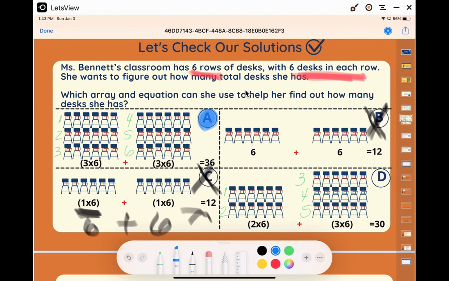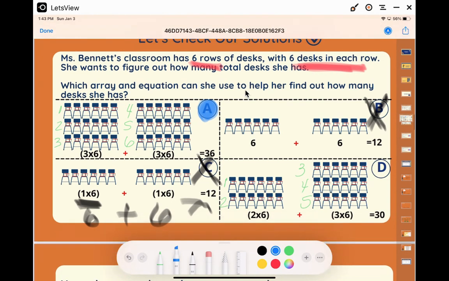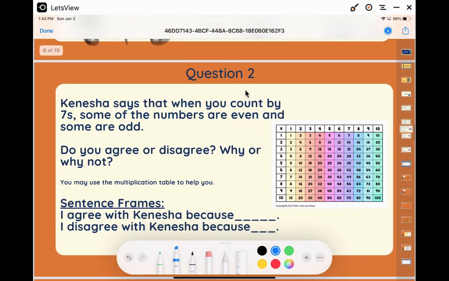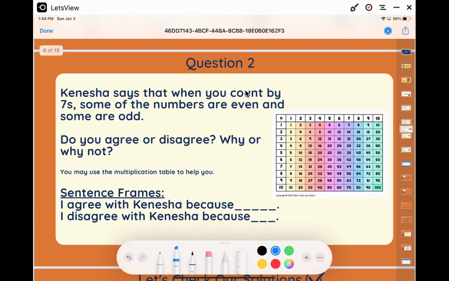How'd you do, guys? Let's get into our math. One more. Sorry. Question number 2. Kanisha says that when you count by sevens, some of the numbers are even and some of the numbers are odd. Do you agree or disagree? And you're going to answer in a complete sentence using the sentence frames below. I agree with Kanisha because, or I disagree with Kanisha because.